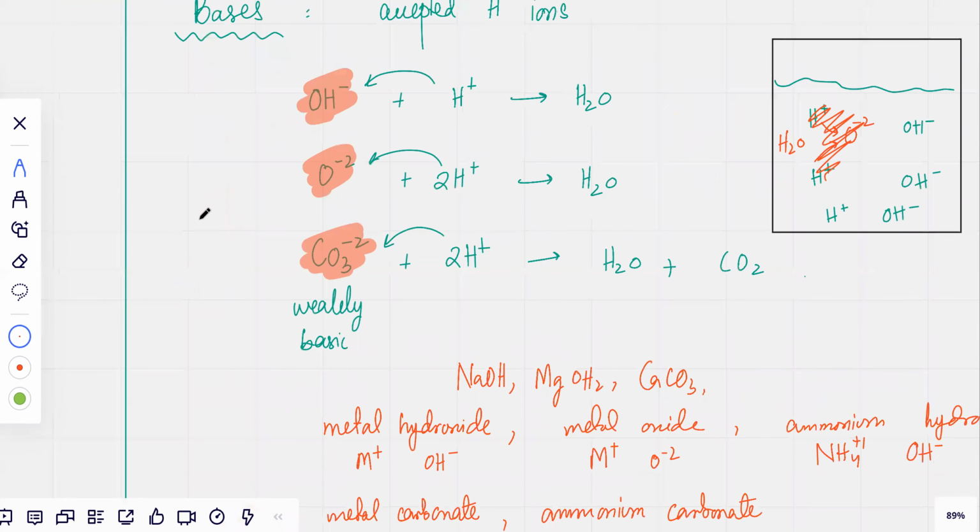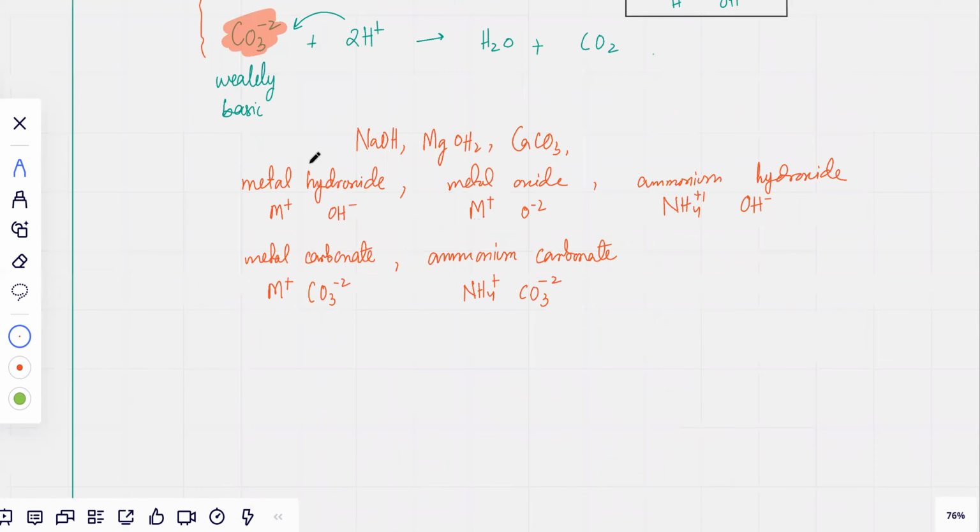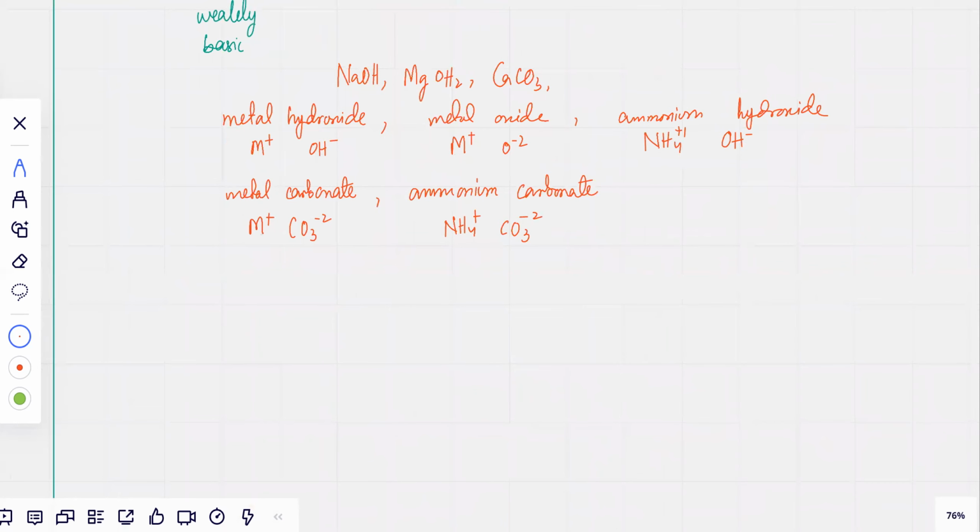So I can write it over here. These compounds are going to be attached to a positive metal ion, or the other positive ion that we studied is an ammonium ion. So you can make a combination of compounds. They would all be basic. So now what I'm going to do is start with the first reaction.